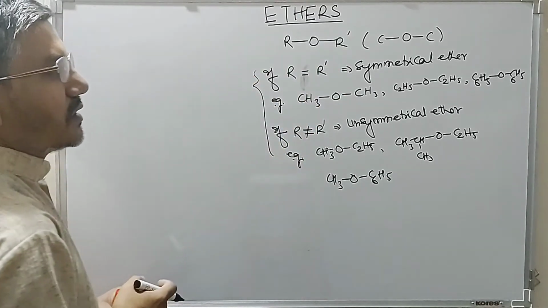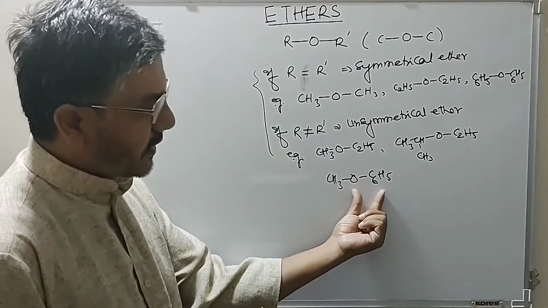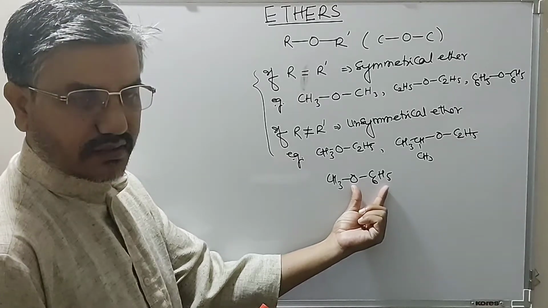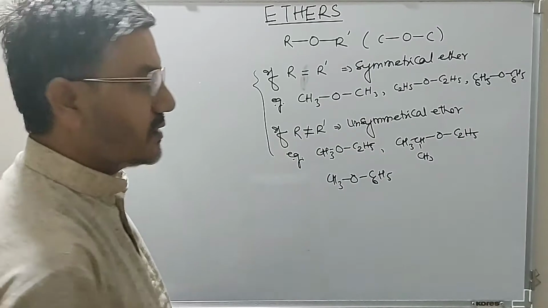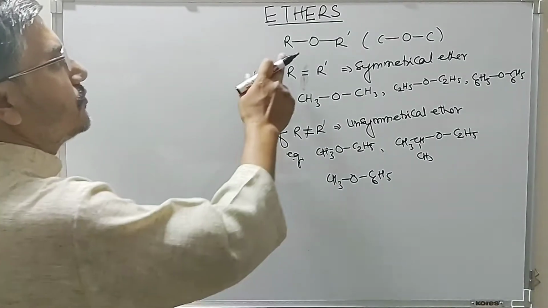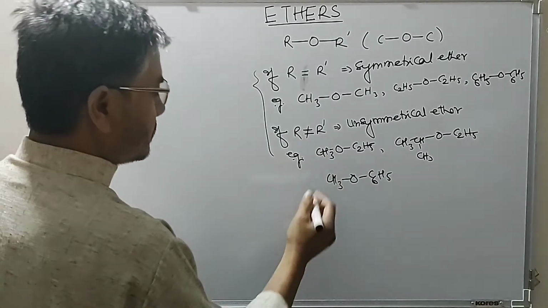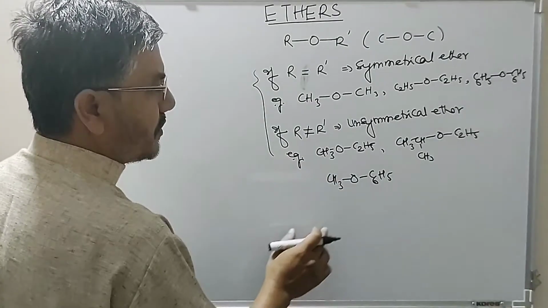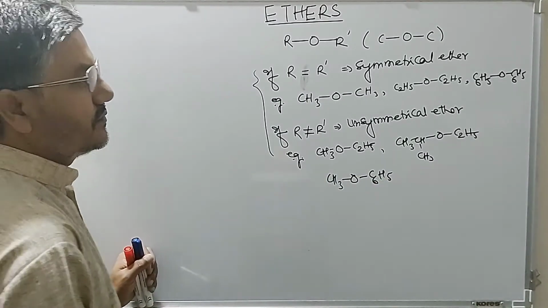Now, if we have an aryl group, then this is an aryl ether. If we have only alkyl groups, we say this is an alkyl ether. Depending on the group, we can have R as well as aryl group. If we have a combination of aryl and alkyl, we say this is an aryl alkyl ether.